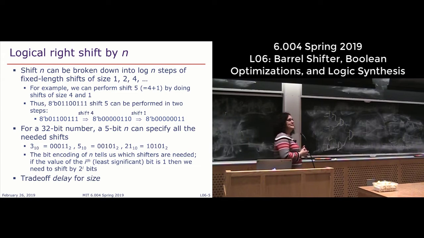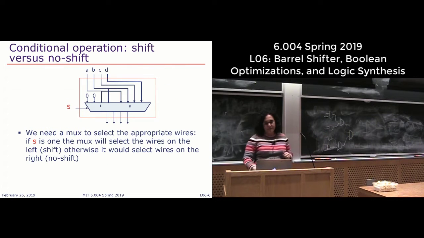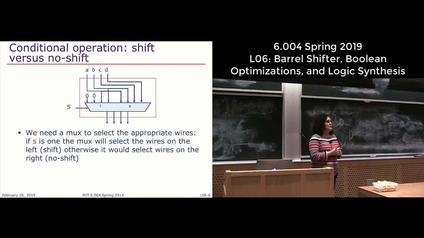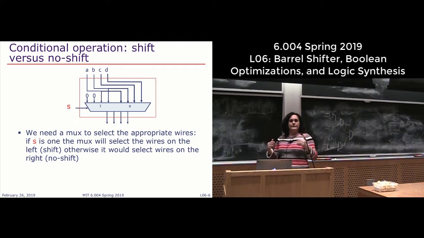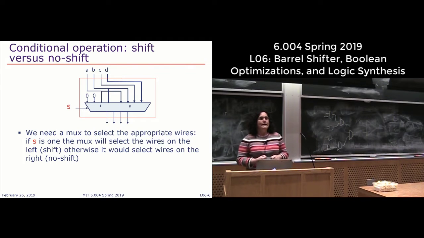So this is an example of where we're trading off multiple steps in order to reduce the size of our circuit. All right, so what is my circuit going to look like in order to achieve this? What we said is, if in my shift value I have a 1, then that means that I want to actually perform the shift. If I have a 0, then I don't want to perform the shift.